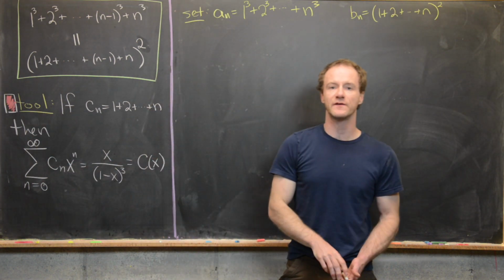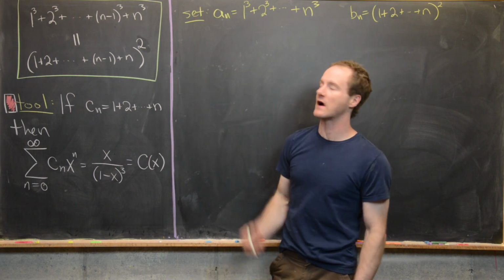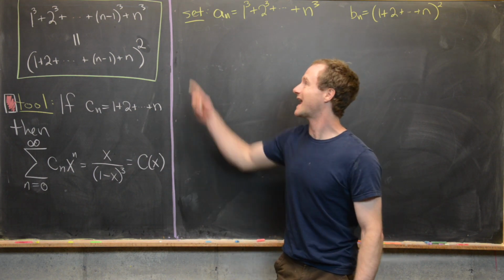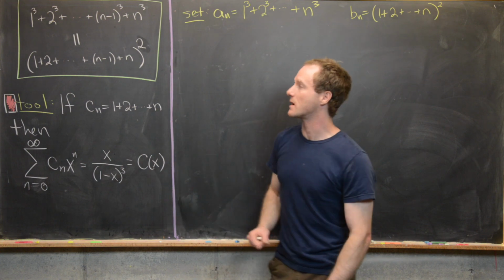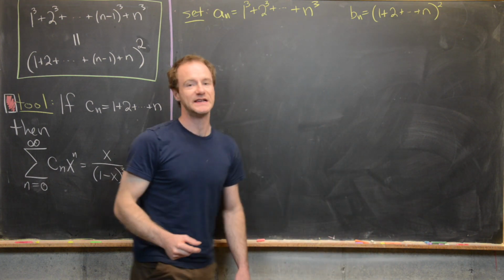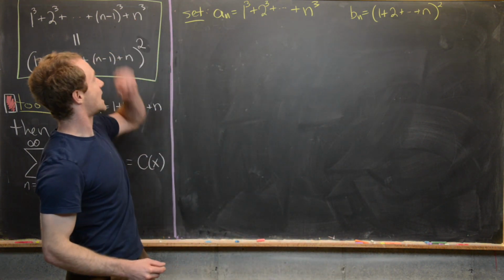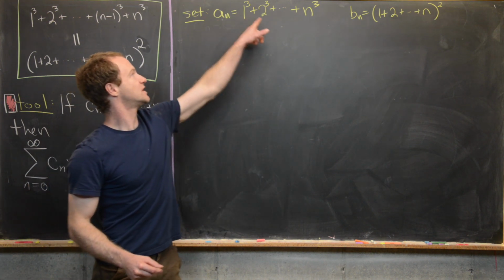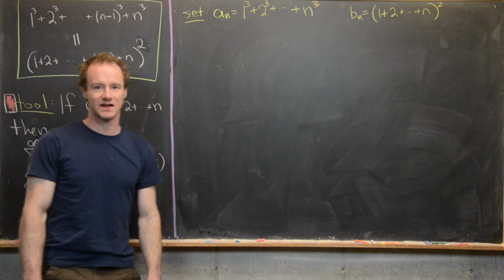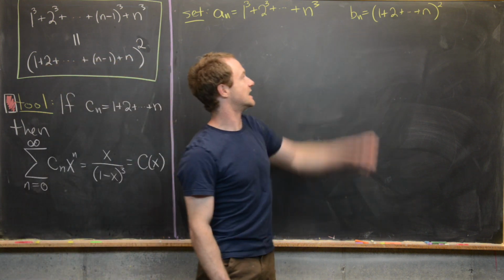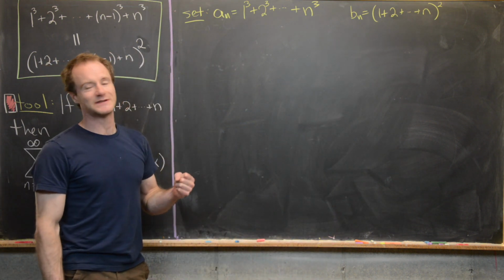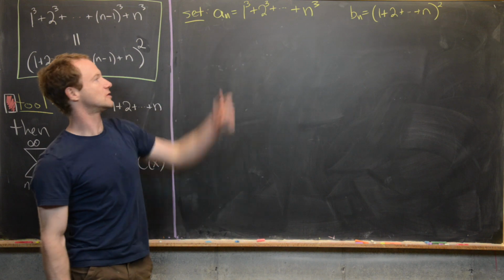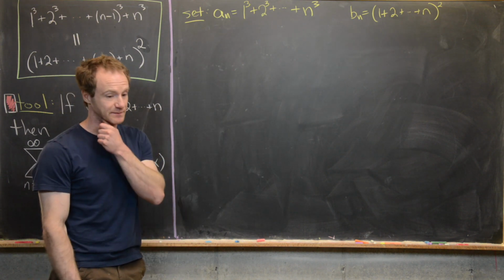Okay, so we're done proving this tool, and now we're ready to prove our main result. I've renamed the top part and the bottom part of this equation, so it'll be easier to work with. I've called the top part of the equation a sub n. So we have a sub n is 1 cubed plus 2 cubed all the way up to n cubed. And b sub n is 1 plus 2 all the way up to n, quantity squared. So our goal is to show that a sub n is equal to b sub n.